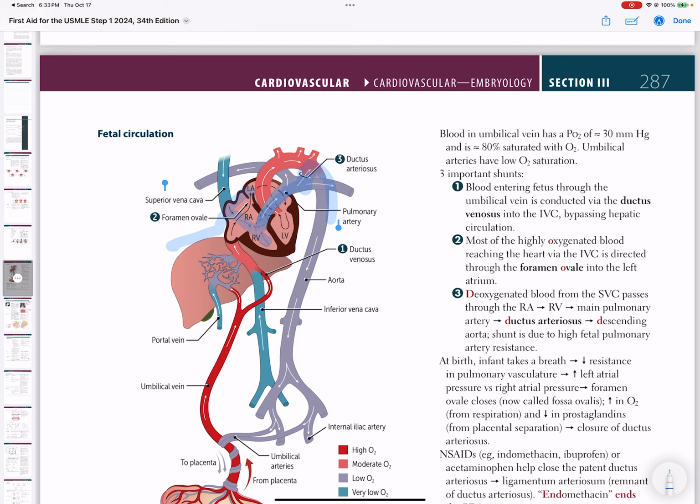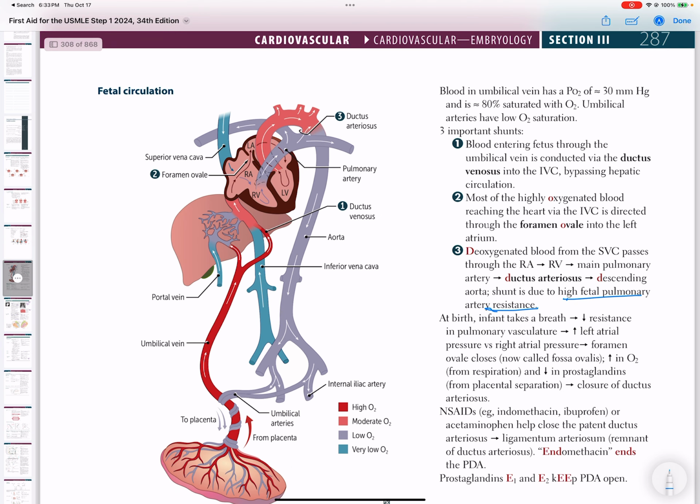This is because of the high fetal pulmonary artery resistance. So three shunts: ductus venosus, which is not letting it go into the liver and then come into the IVC. So that's one. And then we have foramen ovale, from which right atrium to the left atrium gets oxygenated blood. And then we have the ductus arteriosus, which, instead of going all the way, goes from the right atrium, right ventricle, and then from the ductus arteriosus, main pulmonary trunk. So these are the three shunts.